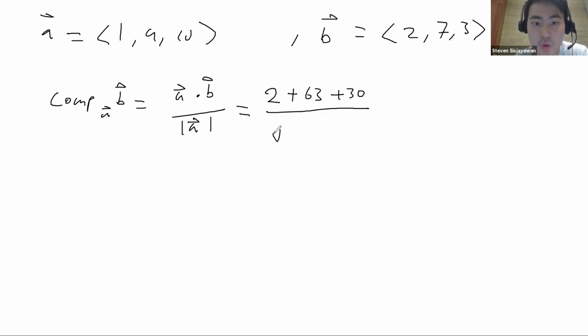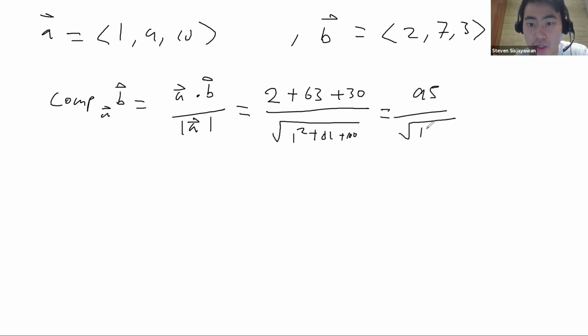So that's going to be the square root of 1 squared plus 81 plus 100. Okay, so that's going to be what? 95, all over the square root of 182. Again, you can simplify that, but I won't, just for this.